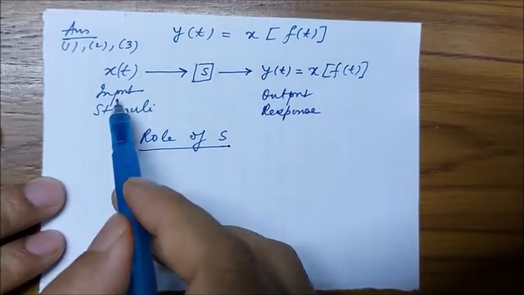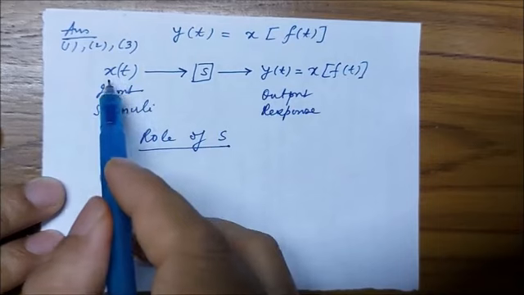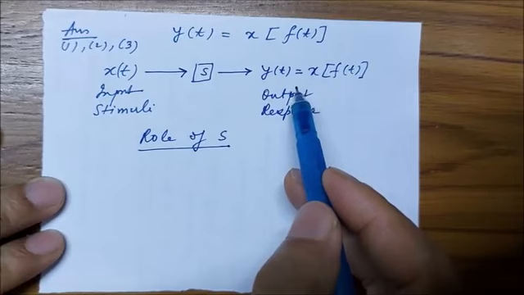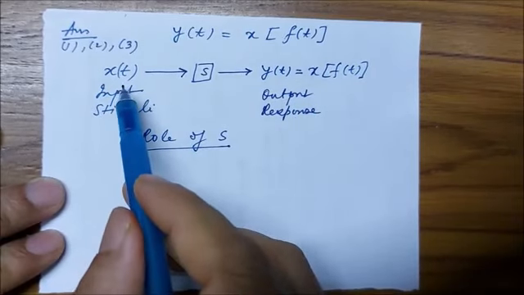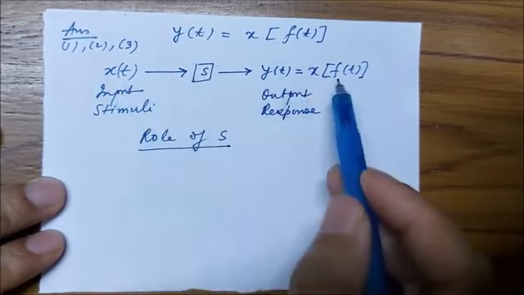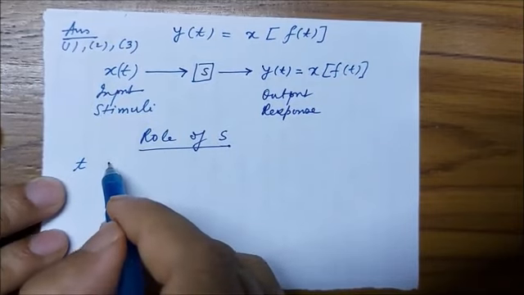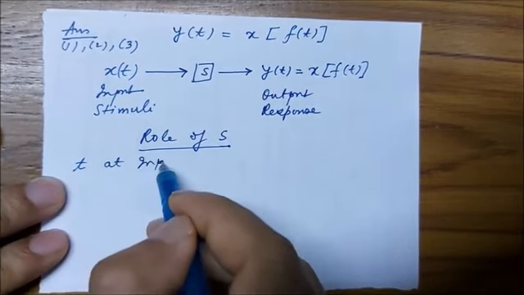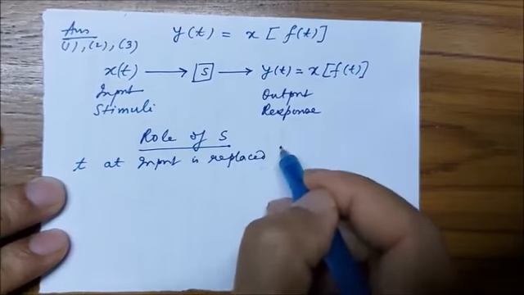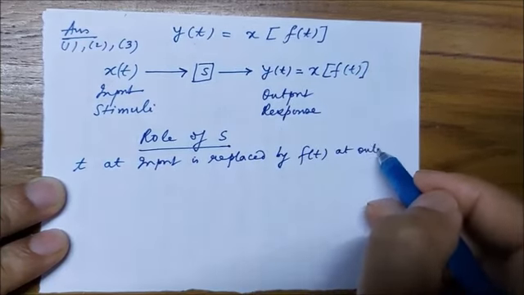T in the input is replaced by f of t in the output. Here we have x, here too we have x. The change that occurs due to passage of this stimuli, say signal, through this system is that t is replaced by f of t. So we can write the role of S is t at input is replaced by f of t at output.